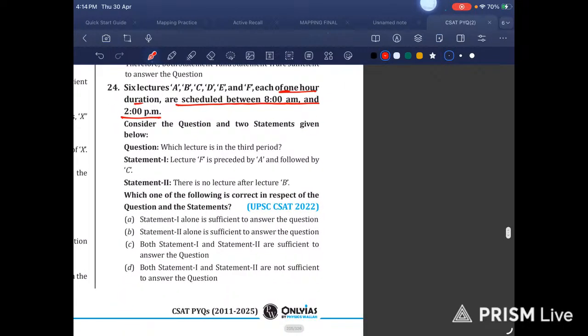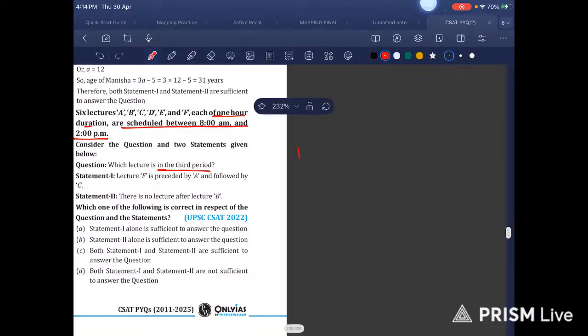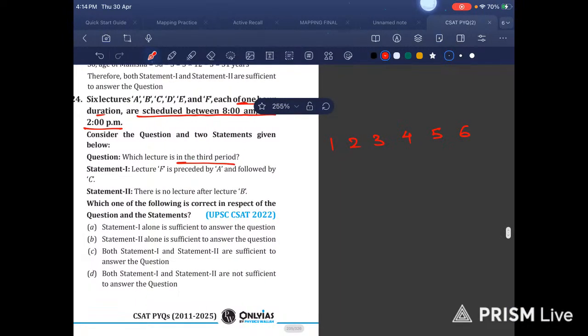Which lecture is in the third period? 6 lectures: 1, 2, 3, 4, 5, 6. Statement 1: Lecture F is preceded by A and followed by C. That means here we have C, so our sequence is AFC. By this statement alone, we cannot get our answer.